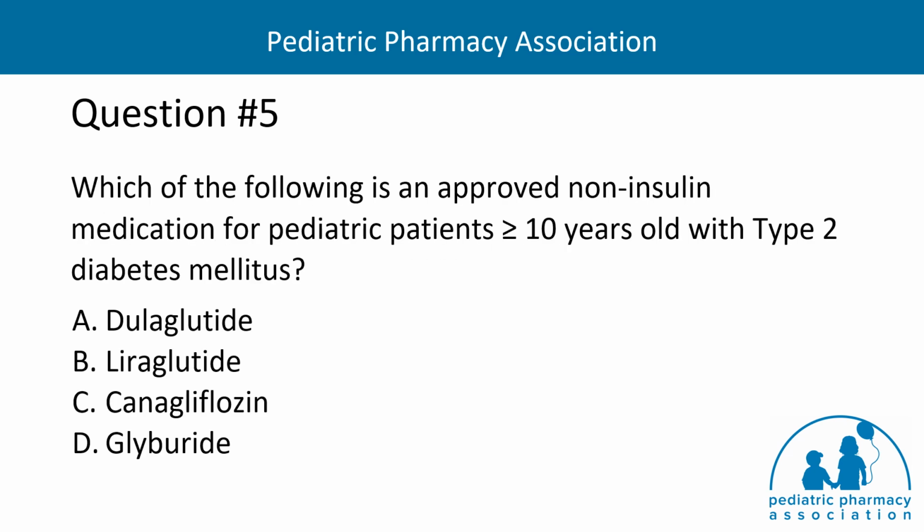So our 5th question is, which of the following is an approved non-insulin medication for pediatric patients greater than or equal to 10 years old with type 2 diabetes mellitus? And our options here are dulaglutide, liraglutide, canagliflozin, or glyburide.